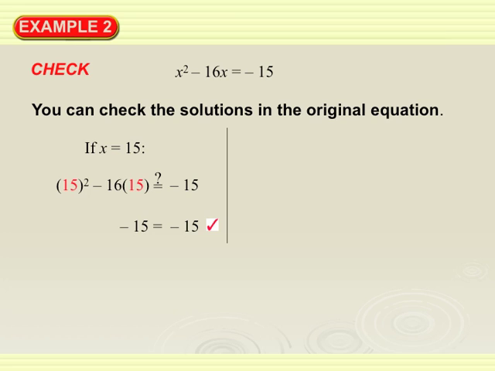Let's see what happens if I plug in x equals 1. When I replace the x in the original equation with 1, I get 1 squared minus 16 times 1. Does that equal negative 15? It does, in fact. The left-hand side becomes 1 minus 16, which is negative 15. So both x equals 15 and x equals 1 make my original equation balance.